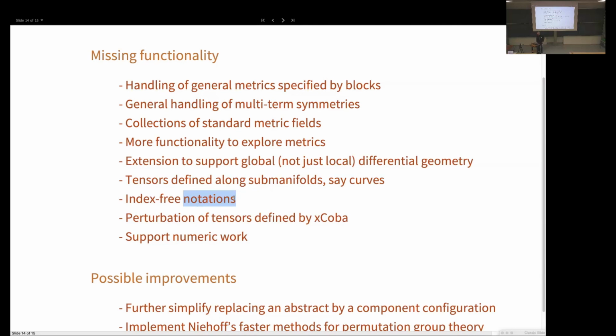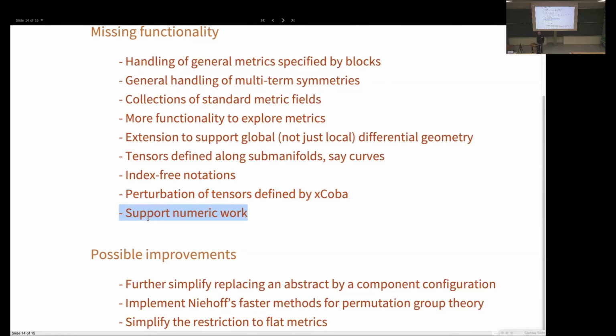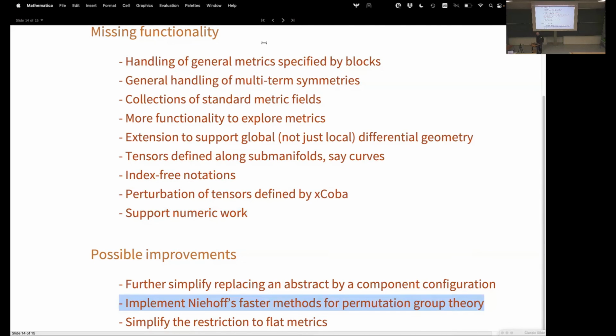Alfonso has started using it in the exterior package. Perturbations of tensors by components are not done yet; it's only perturbations of abstract tensors. And I would like to also support the numerical community. I come from numerical relativity, so I would like to be able to go from these equations into numerical code. I know there are several things that need improvement. In particular, Ben Niehoff already has faster methods than what I have here. I should implement those too.